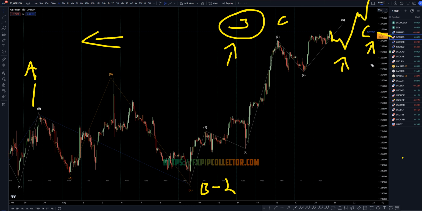So we're just going to have to observe price. We're going to have to see how it reacts at this area, and we'll learn and earn together whether we're looking at a wave 3 or a wave C.